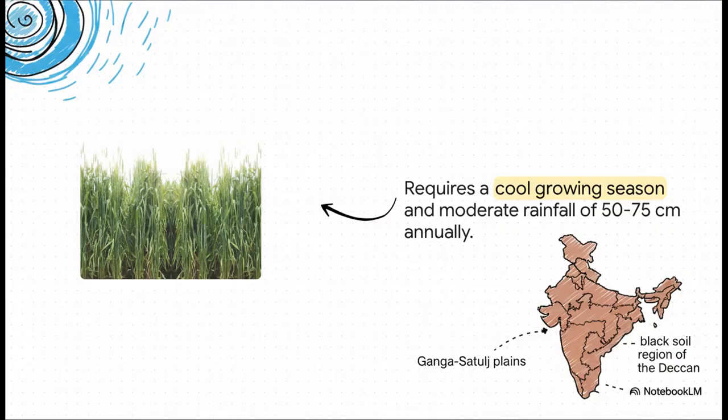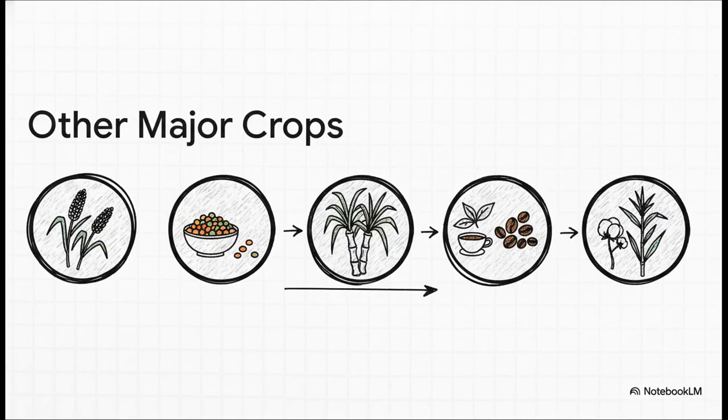Now, wheat is a bit different from rice. It doesn't need hot weather. In fact, it requires a cool growing season. That's why it's a winter crop. It also needs less rain. Just about 50 to 75 centimeters is enough. So the two main wheat growing zones in India are the Ganga-Sutlej Plains and the black soil region of the Deccan.